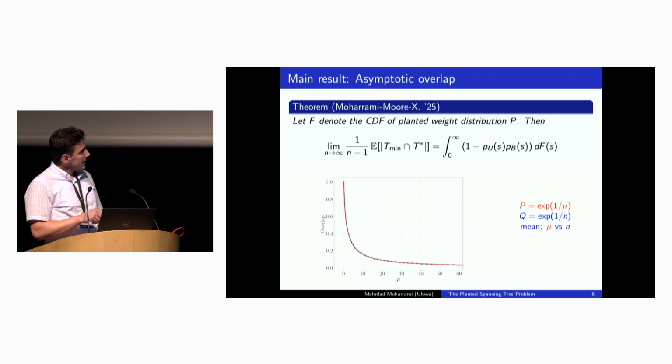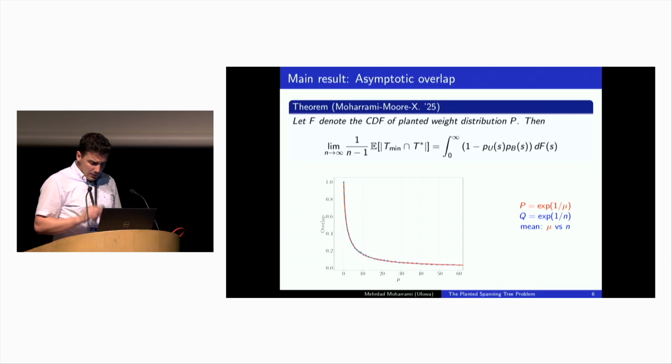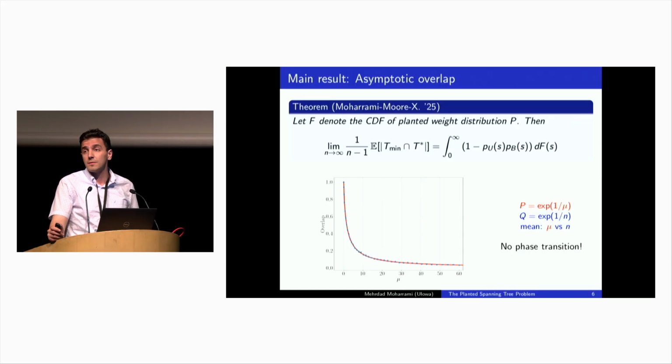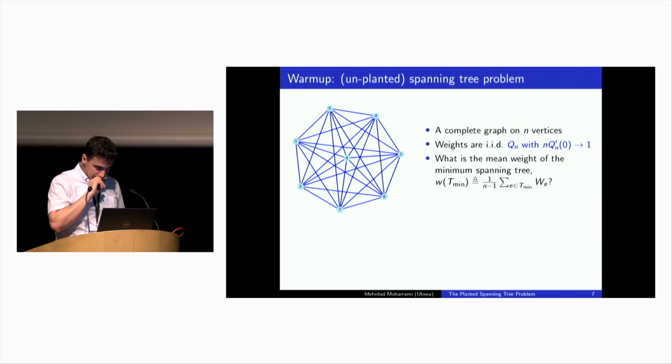So here's an example when P and Q are exponential distributions. As you see, when the mean or average weight of the planted edges goes to infinity, it will become harder to capture them. So the overlap between the minimum spanning tree and T star goes to 0. And as mu goes to 0, the ratio or the overlap between T min and T star converges to 1. And it's important to notice here we do not have a phase transition. So for example, in the planted matching problem, there exists a phase transition, and the phase transition happens when mu is 0.25, but in here we do not have a phase transition.